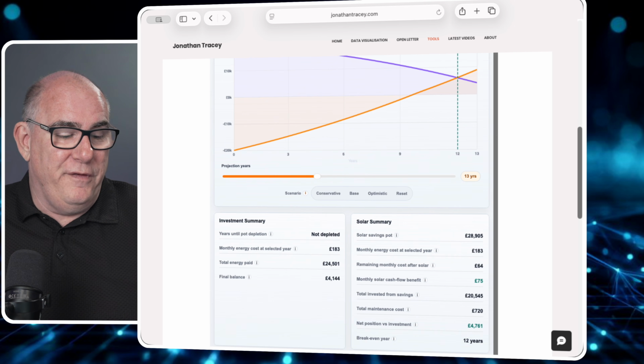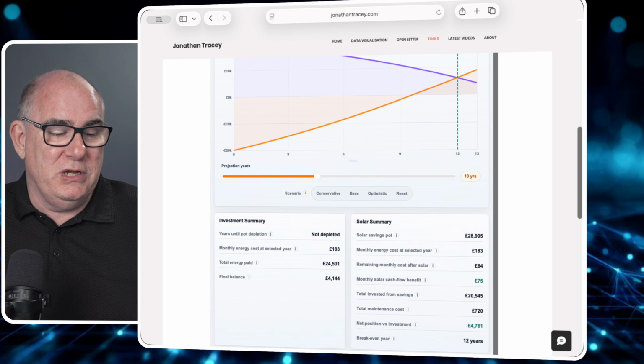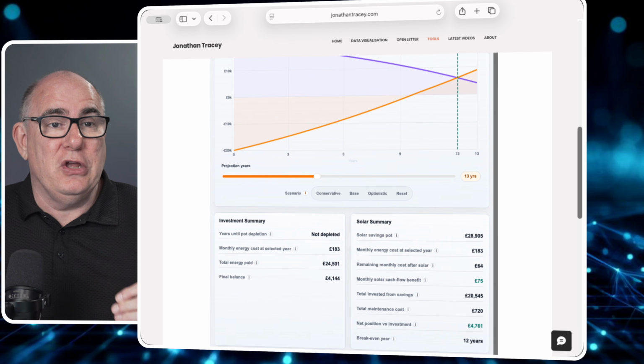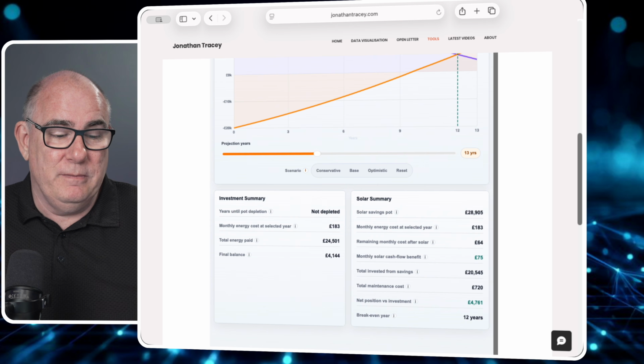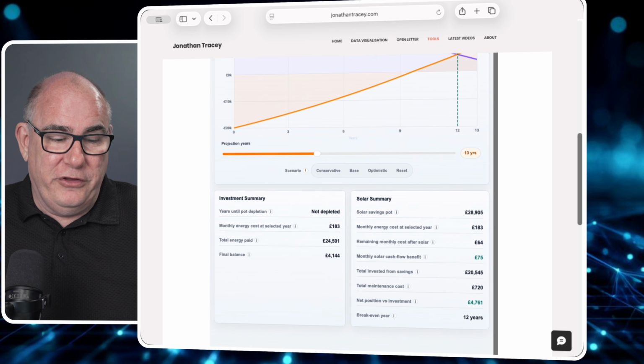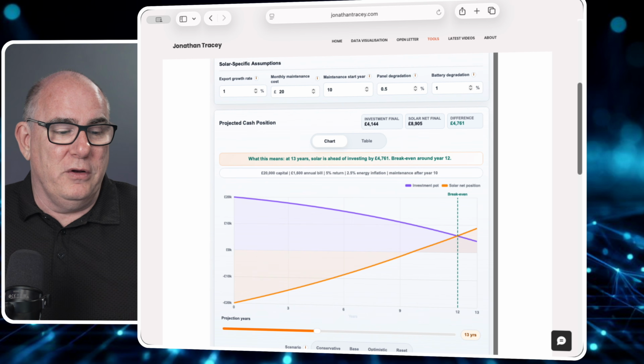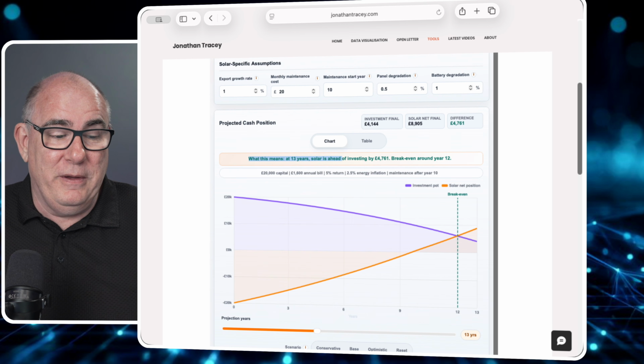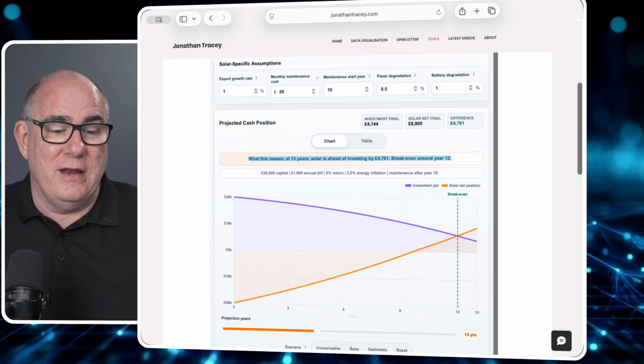So we can see what our final balance is, how much we've paid in our energy bills, what our monthly energy costs are. And don't forget, our energy costs have been rising with the rate of inflation. So you can see here on the solar side, what our solar pot's worth and all the information that you're going to want to see. And then look at the top here. Look at this line. It's changed from red to green.